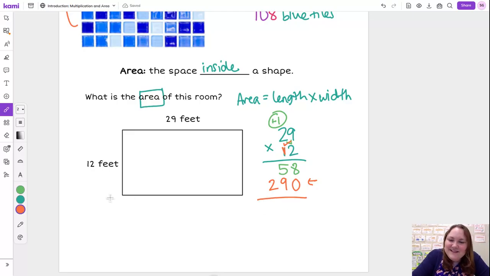The final part of this, to get our final answer, I need to add these two numbers up to figure out what that total is when you multiply 29 by 12. 8 plus 0 is 8. 5 plus 9 is 14. And 1 plus 2 is 3. So that area of this room would be 348.